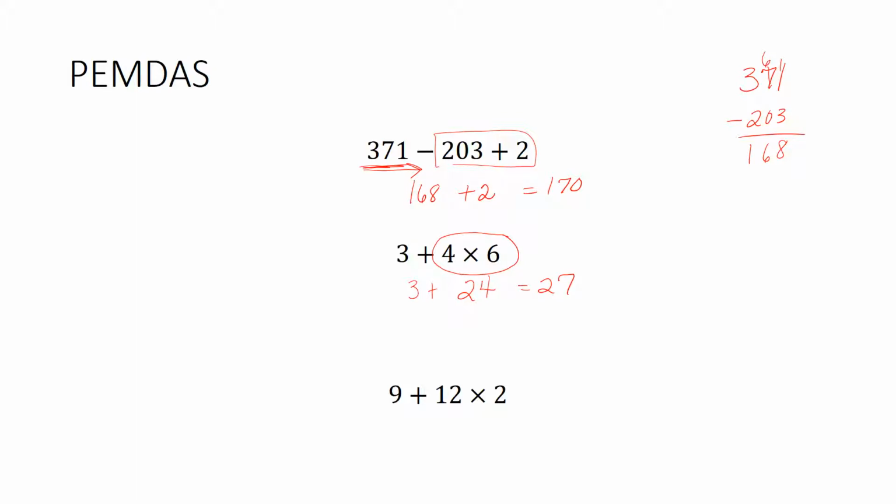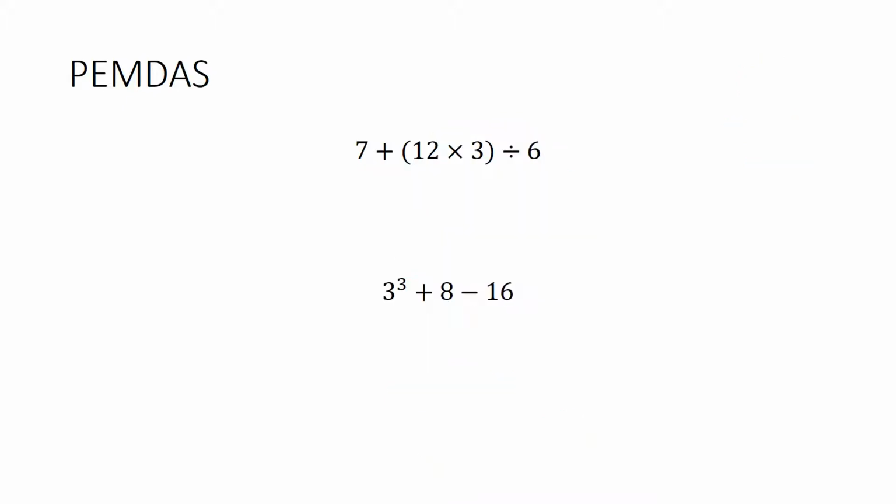Try this one. Same thing, no parentheses, no exponents. We need to multiply first, so we need to do this first. So we'll have 9 plus 24. 9 plus 24 is 33. All right, here we go.